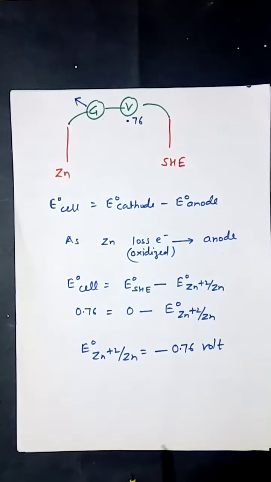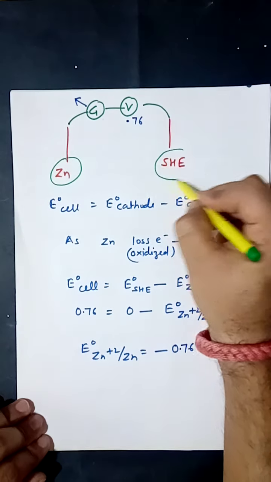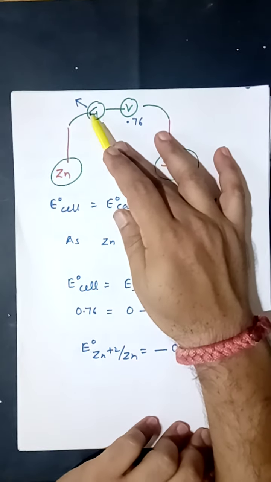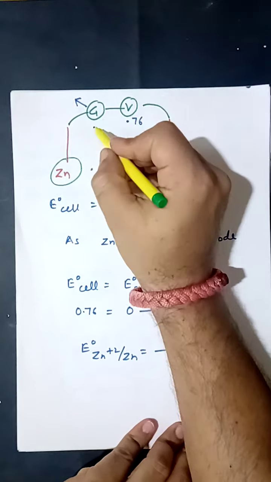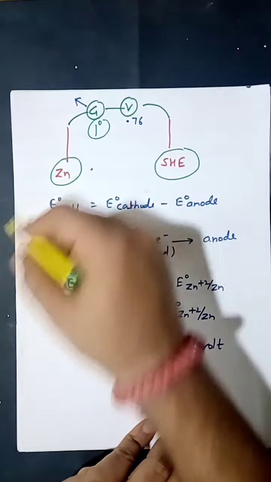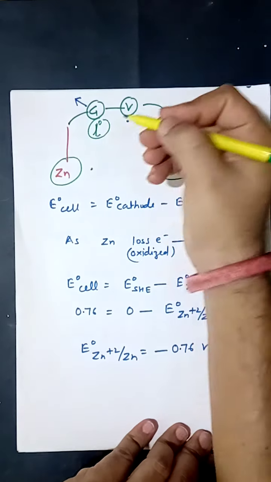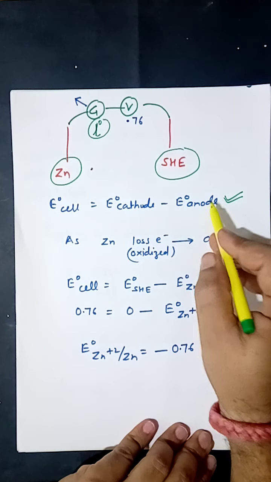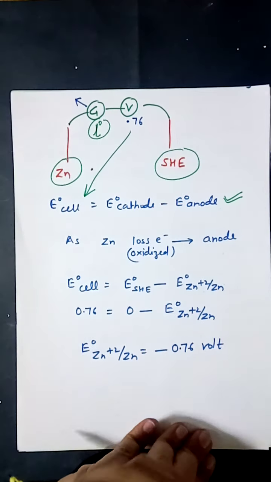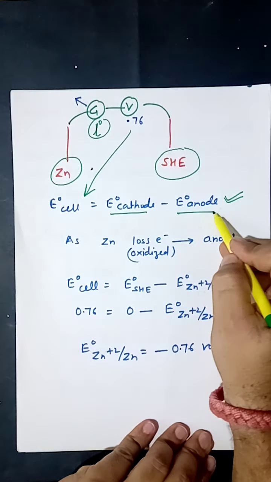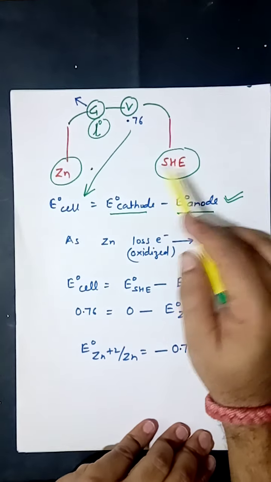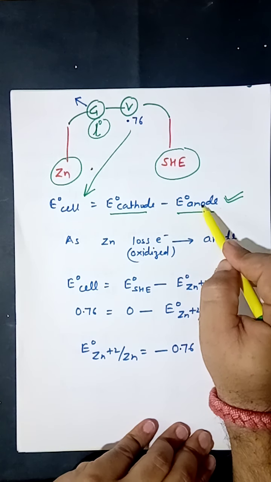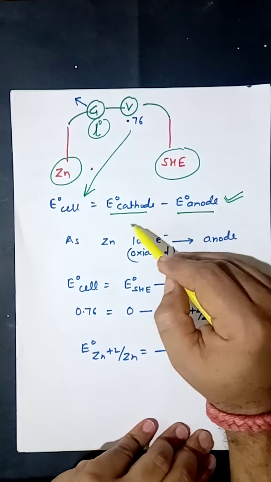Look here on the next page. This is the zinc electrode, this is the SHE. The voltmeter tells us the 0.76 cell potential. The galvanometer tells us the direction of flow of current. As per the question, it is from the hydrogen to the zinc electrode. Now the formula is E naught cell equals E naught cathode minus E naught anode. E naught cell is 0.76. Out of the cathode and anode, one belongs to hydrogen and one belongs to zinc. So we know this number. Out of these two, one is hydrogen whose potential is 0, so we can calculate the potential of the other element.